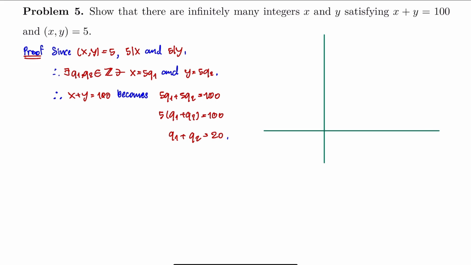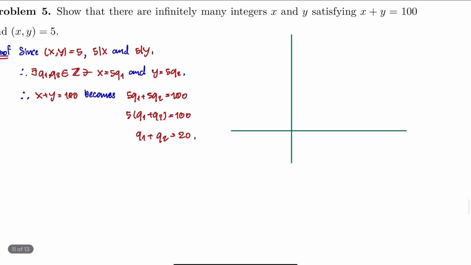In view of coordinate geometry, if this is the q1 axis and this is the q2 axis, what do we have? We are going to have a straight line, q1 plus q2 equal 20. At this point is (20, 0), and this point is (0, 20).